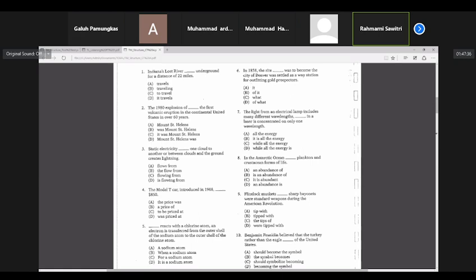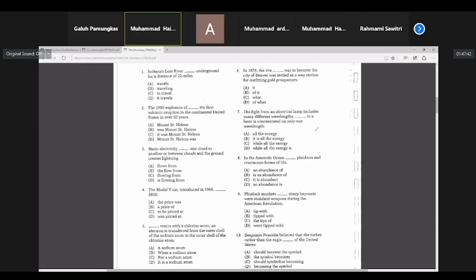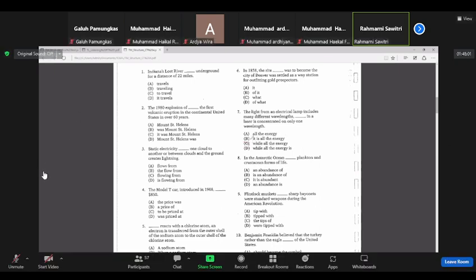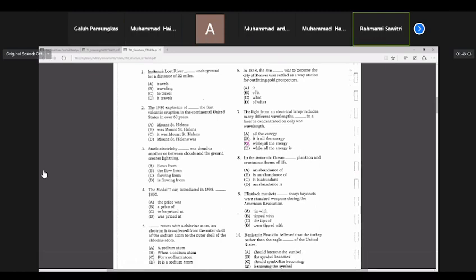Then number 7 we have Muhammad Haikal Raihansyah. Okay, ma'am. My answer is while all the energy. C. C. The light from an electrical lamp includes many different wavelengths, while all the energy in a laser is concentrated. Yes, that's correct. So here we have two clauses and the connector is while.